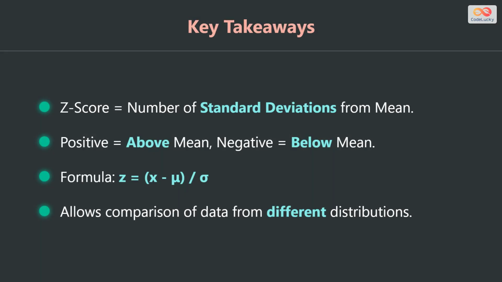To wrap up, remember these key points. A z-score measures distance from the mean in standard deviations. Positive values are above the mean, negative are below. And finally, this tool is your best friend for comparing values across different datasets using the formula z equals x minus mu divided by sigma.